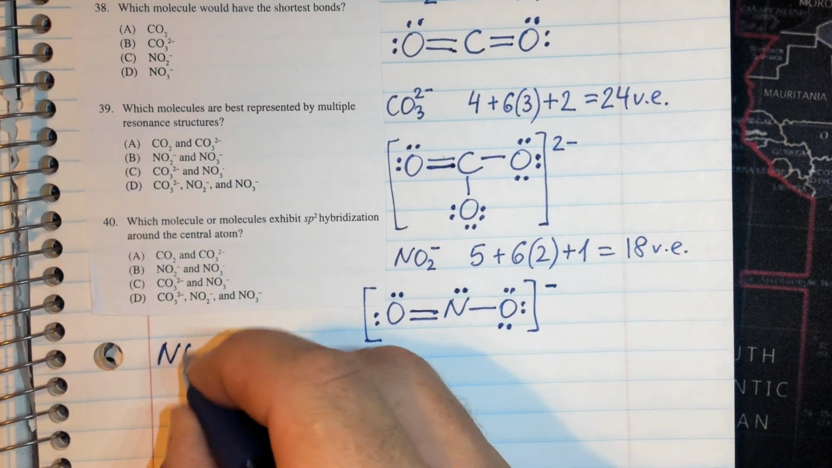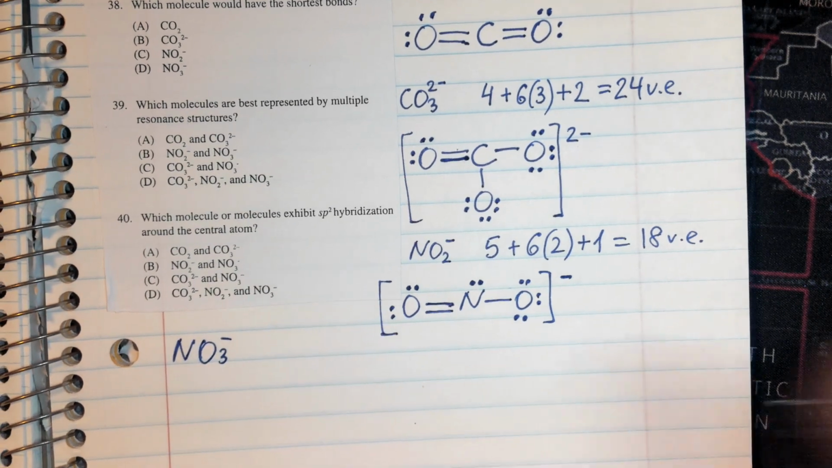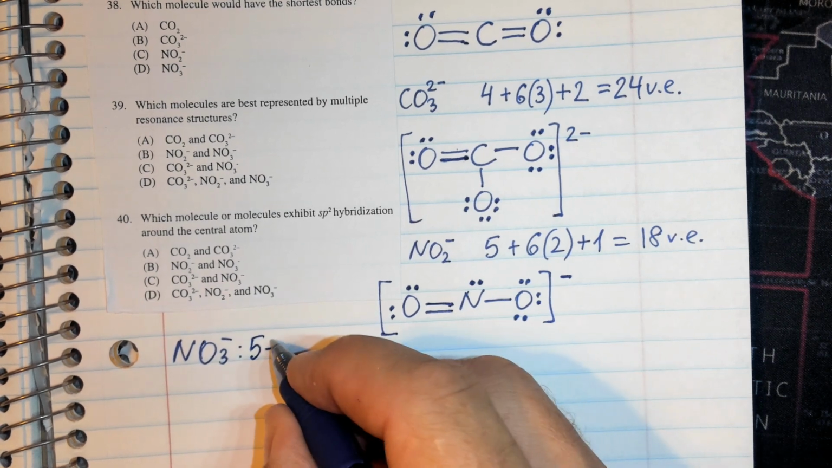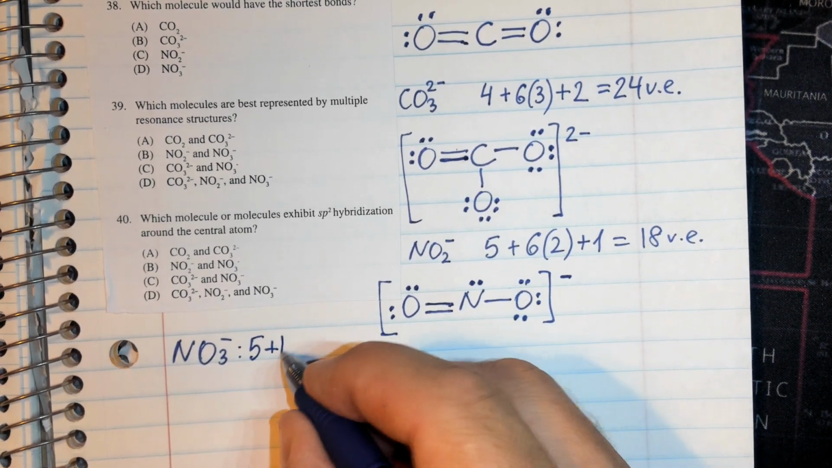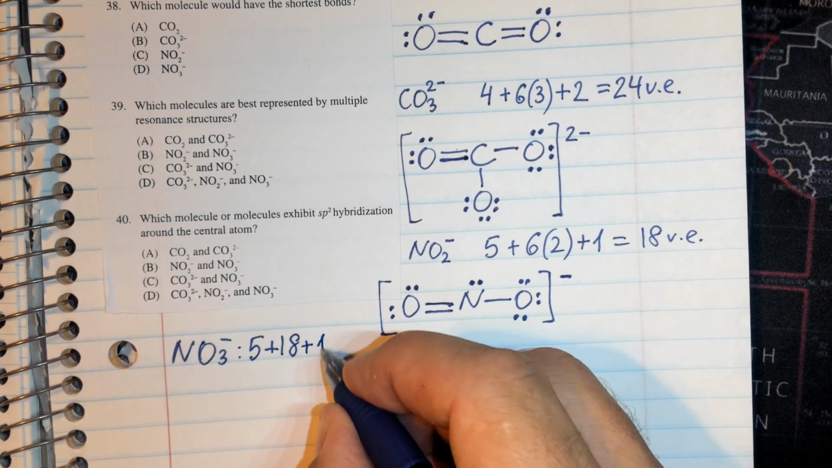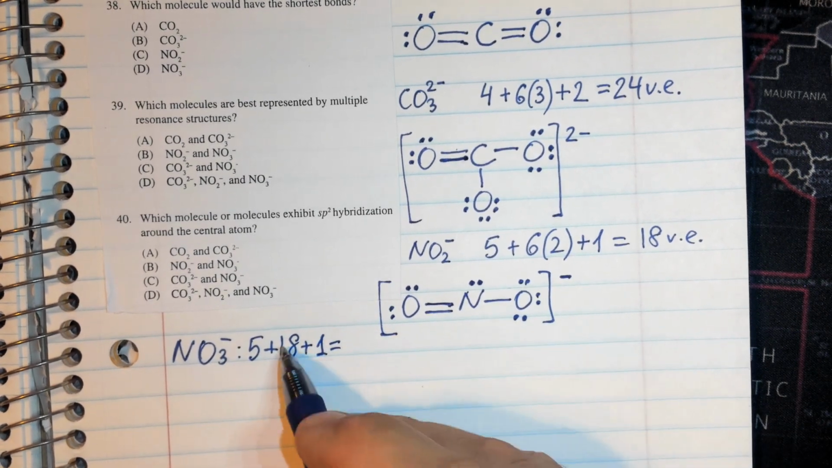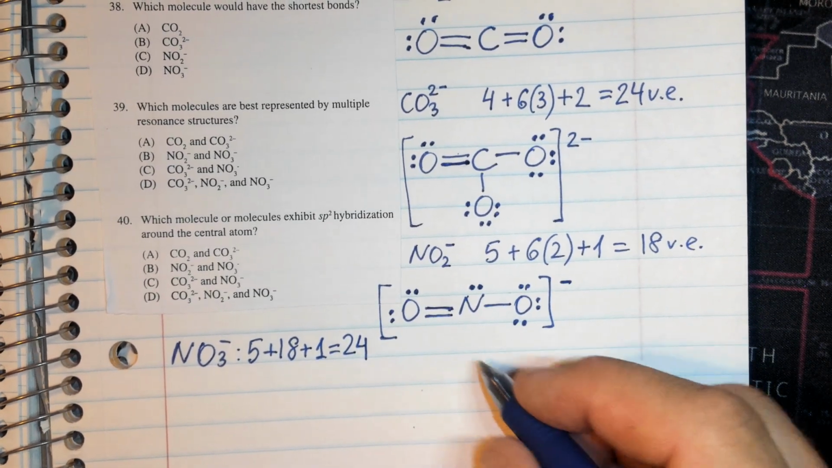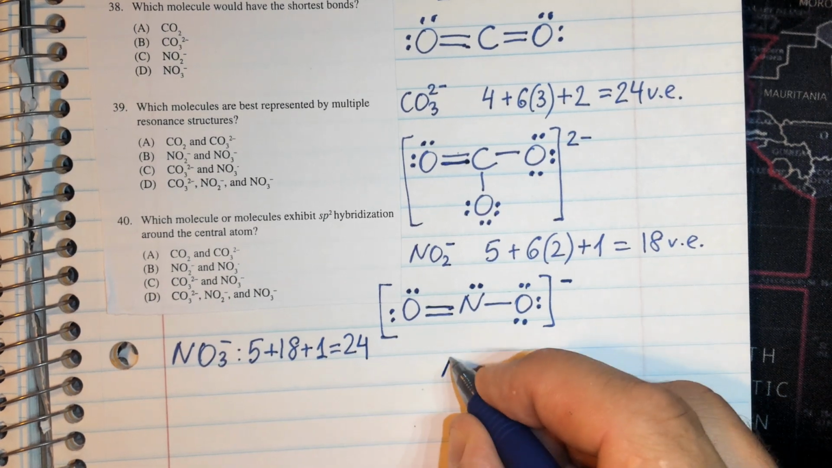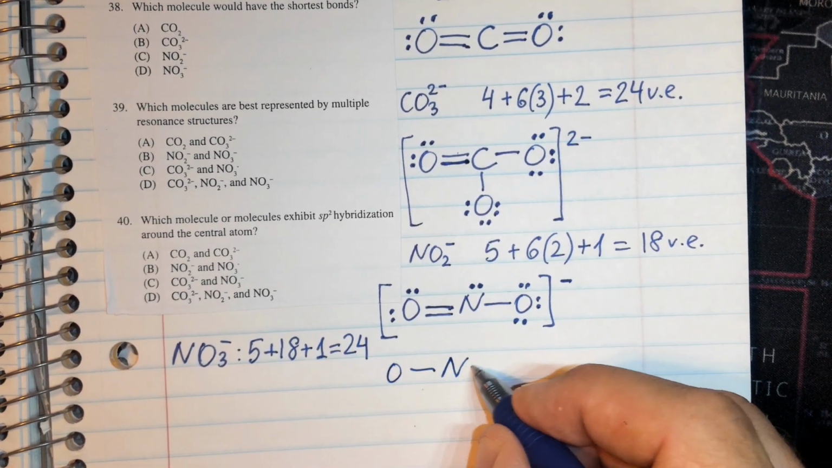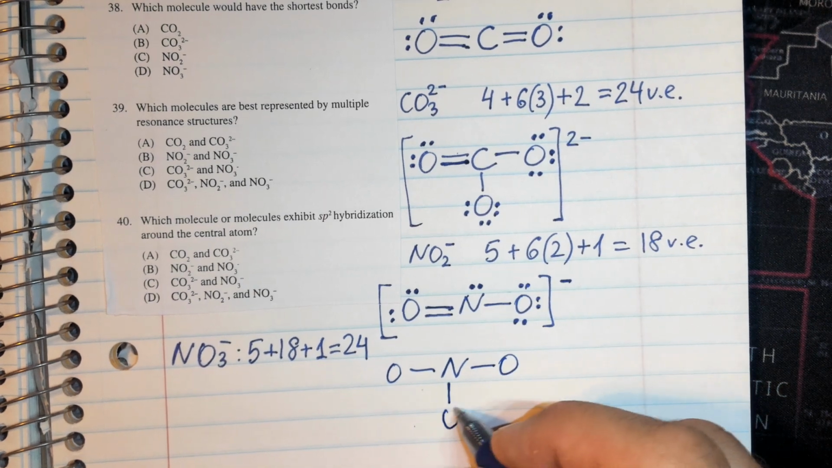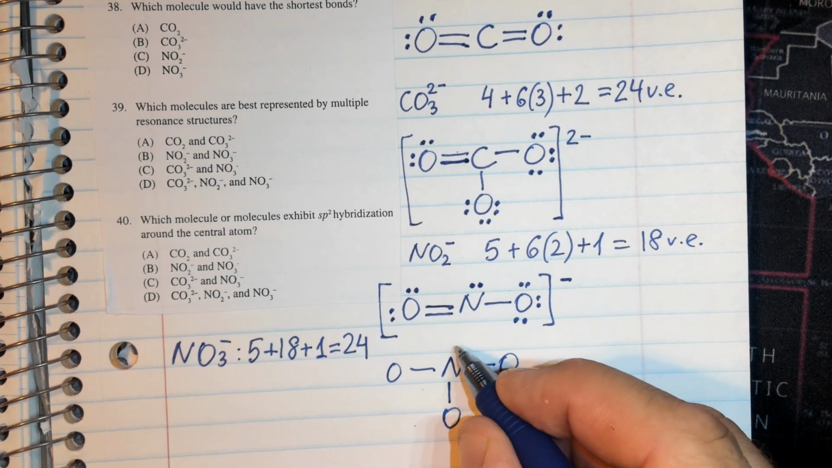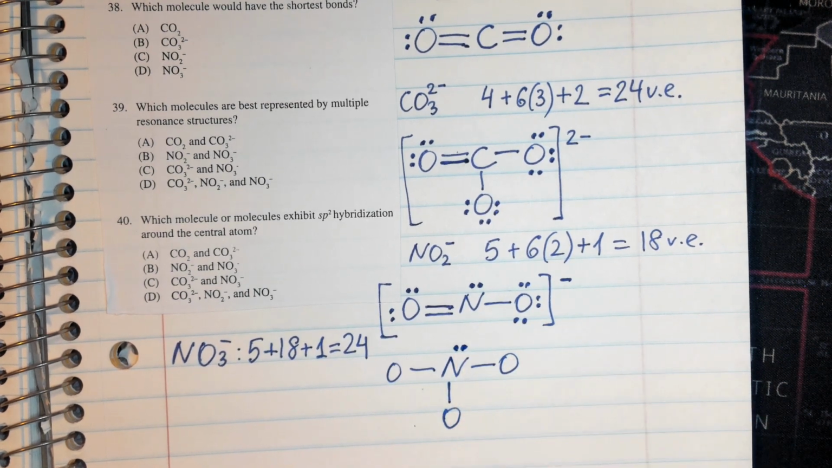Okay, and the last one is NO3 negative, nitrate. Now this one has 5 for nitrogen plus 6 times 3, 18 for oxygens, and 1 extra for the negative charge. That's 24 valence electrons for nitrate. Now I'm going to put nitrogen in the middle, make 3 single bonds first. That's using 6. Now I have a pair on nitrogen. That's not going to go anywhere, right there.